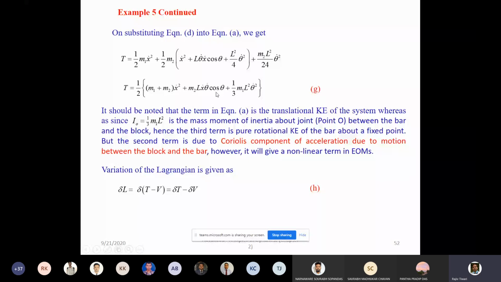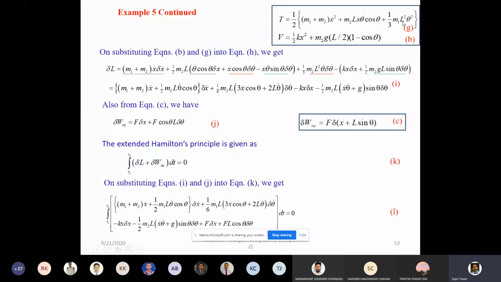Now this is the kinetic energy, and the potential energy we already obtained. Now we'll apply the Hamilton principle. For that, we need the variation of the kinetic energy and the potential energy. Because the expressions are long, we will do it step by step. Here I have written for your reference the final kinetic energy and final potential energy. I am taking the variation. So the variation of L is nothing but the variation of the kinetic energy minus the variation of the potential energy.